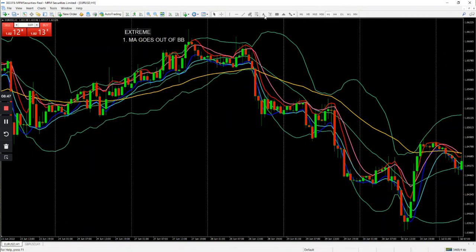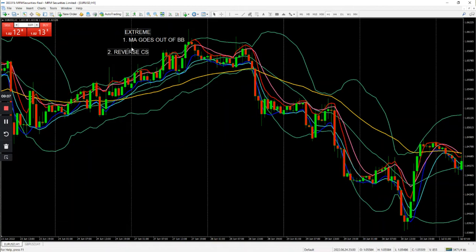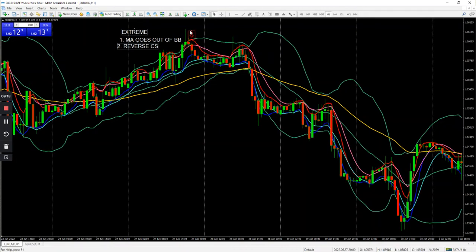There are three criteria for extreme. The first one is the moving average leaves the Bollinger Band. The second one is reverse CS: the candlestick makes a reverse. You can see there is a reverse. And the third one is retest.